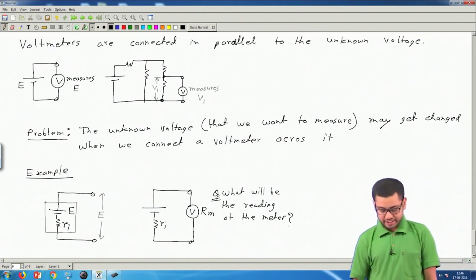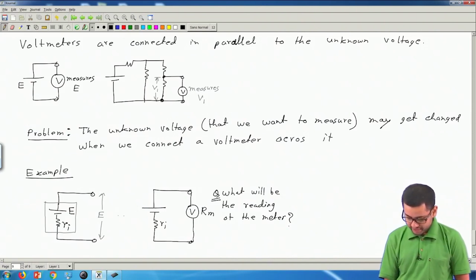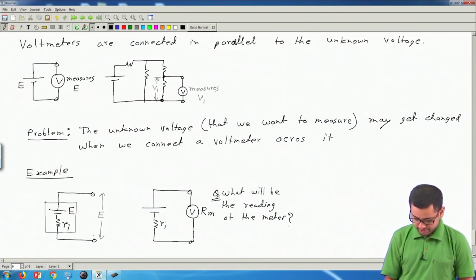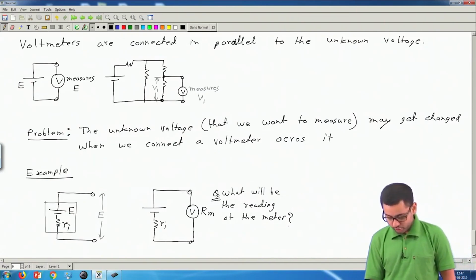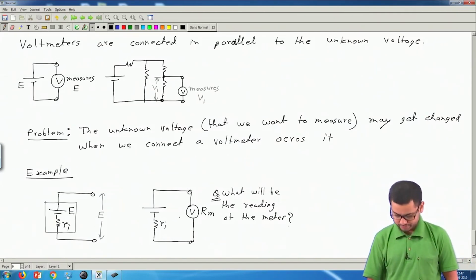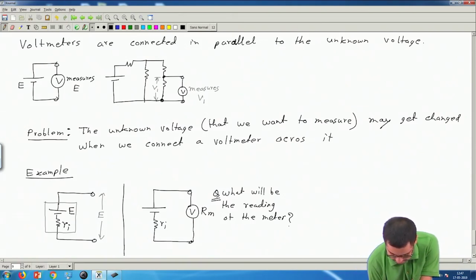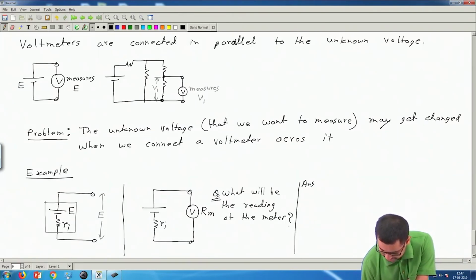So what will be the reading of this meter? We know in the absence of this voltmeter, this potential difference was E. But will this voltmeter indicate that value E, or will it indicate some other value? Okay, so let's compute that. The answer is very simple.